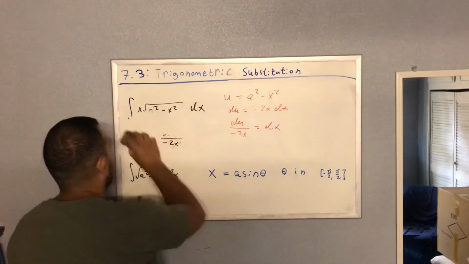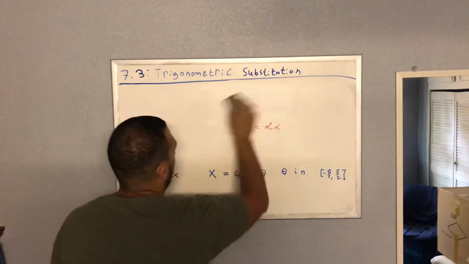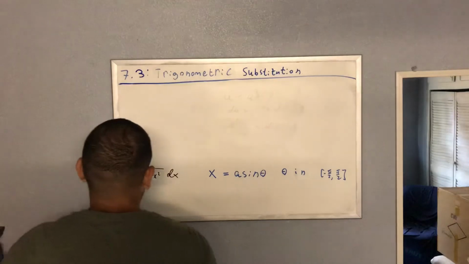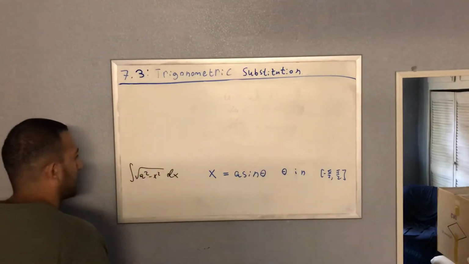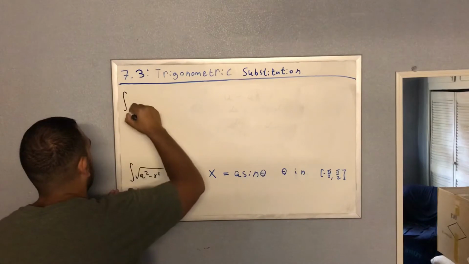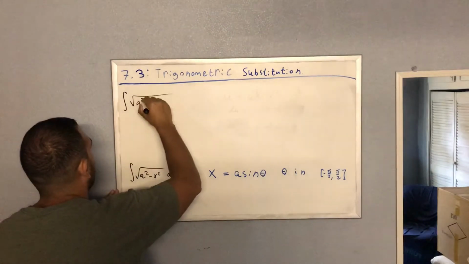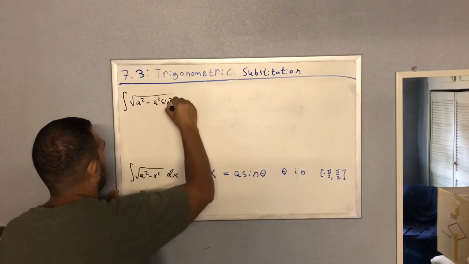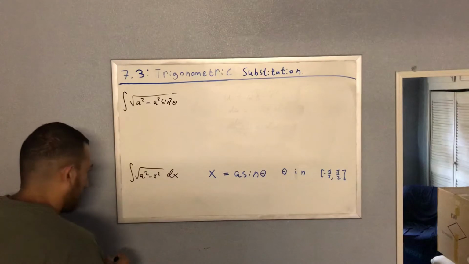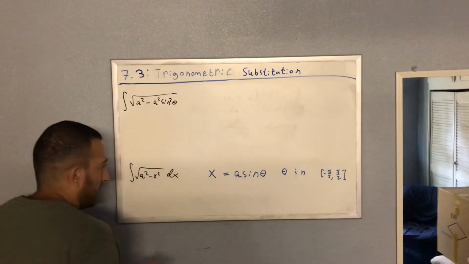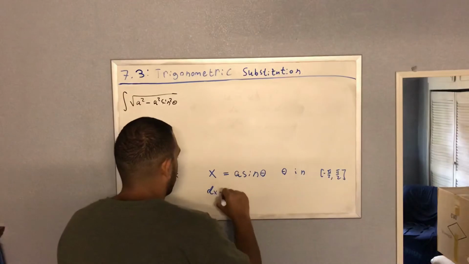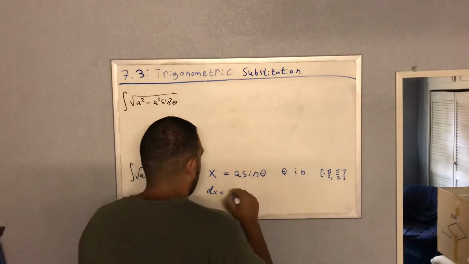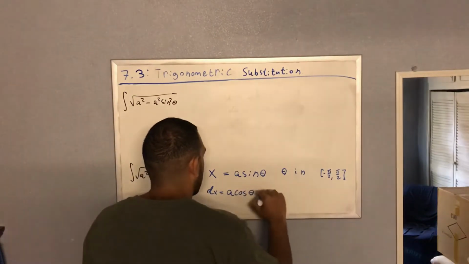Okay, so you may be asking, why did you make this particular substitution? We'll see in a second, because if we do this, this becomes the square root of a squared minus, well, if you square this, you get a squared sine squared theta. And now I have to see what dx is. If you take the derivative of both sides, we'll get dx is going to be equal to the derivative of this, which is a cosine theta d theta.